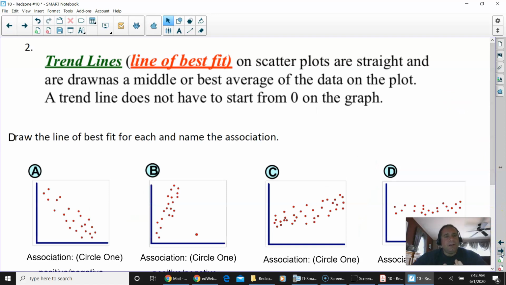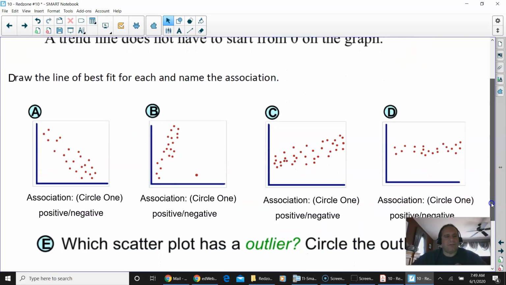So the trend lines, the line of best fit on the scatter plots are straight. They're always drawn straight, right through the center of all the points. And it is basically drawn as a line that is a best average of the data on the plot. The trend line does not have to start at 0, so don't think it has to start at 0 at all. You're drawing your trend line through the center of all the points. It's an average going through.